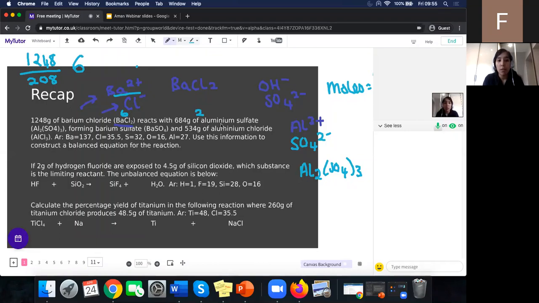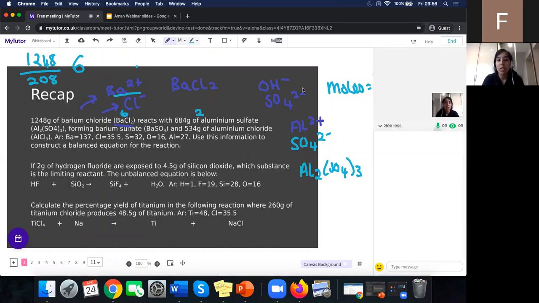So we've got 1248 barium chloride and we've got 684 aluminium sulfate. That gives us a total mass of 1,932. So we then subtract the 534 aluminium chloride, leaving us with 1,398. Excellent, well done. So there's 1,398 grams of barium sulfate. Good. And then we divide by the MR of barium sulfate, which would be 137 plus 32 plus 64. So that gives us an answer of 6. So the number of moles of barium sulfate is 6.